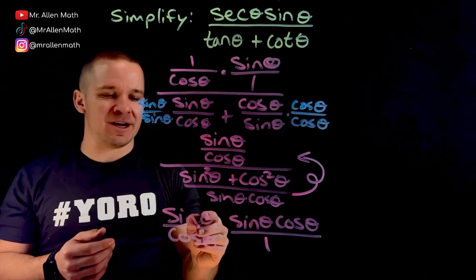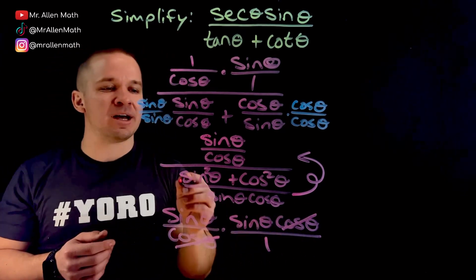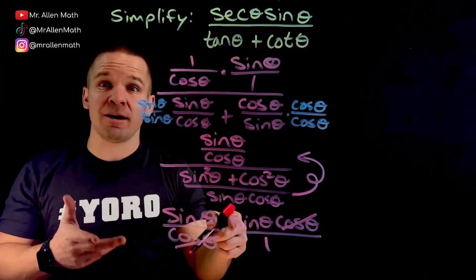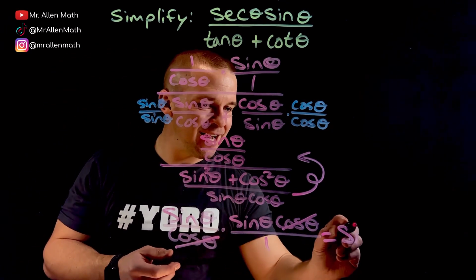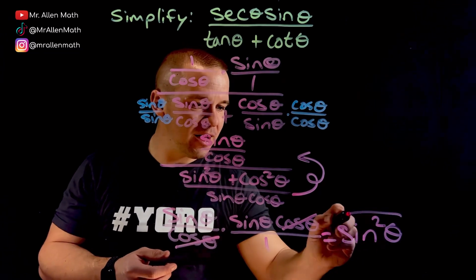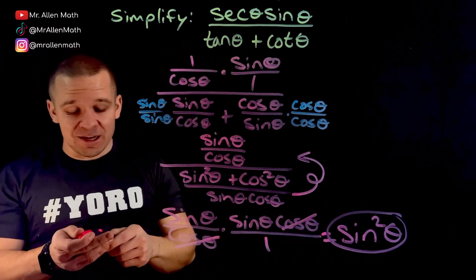Now I can simplify some things. Cosine canceled out. I'm left with sine times sine over 1, or just sine squared theta. Dang, dogs. That is super duper dope.